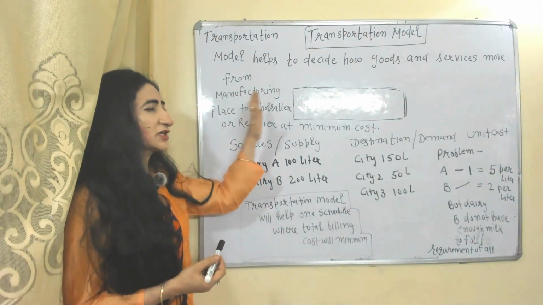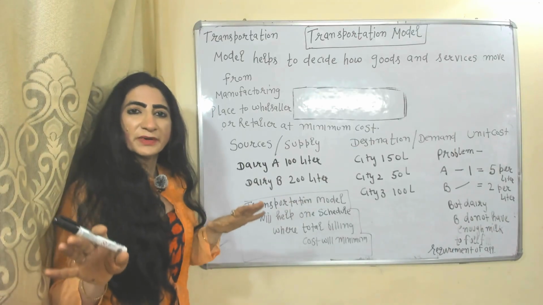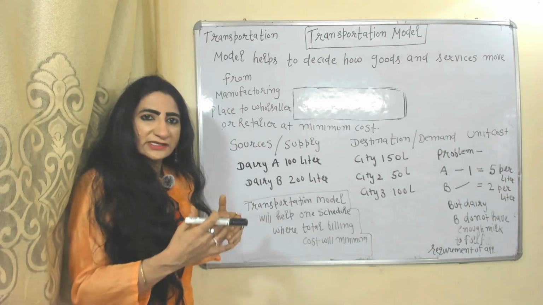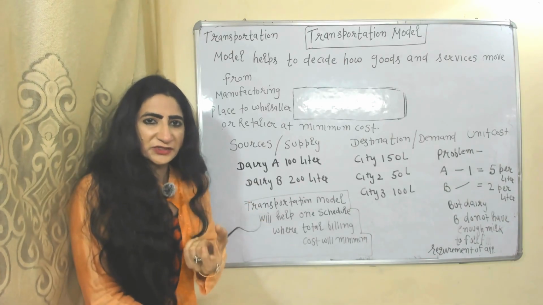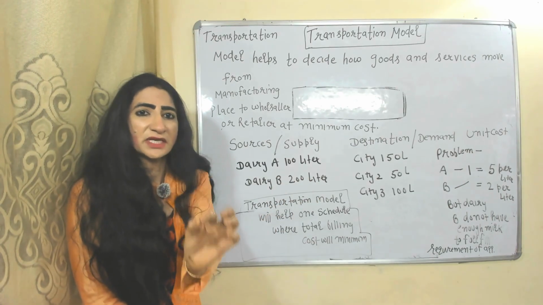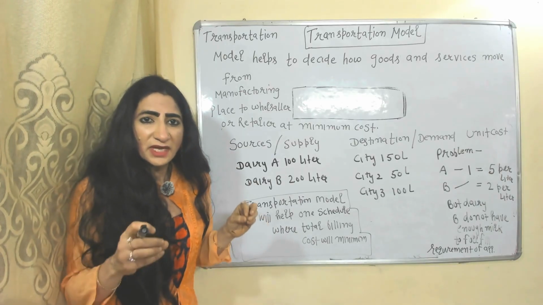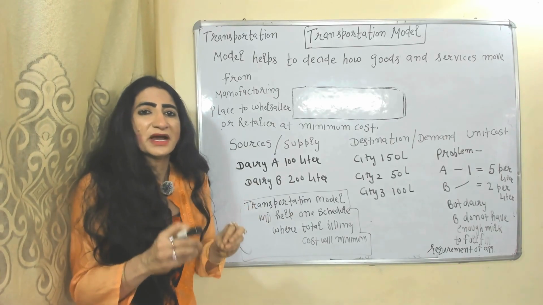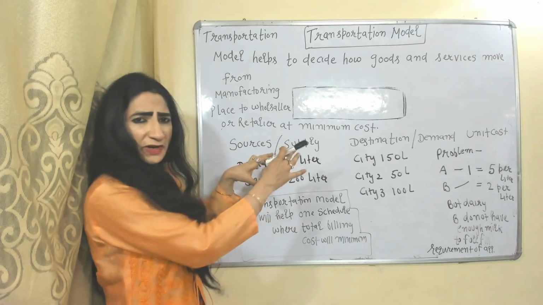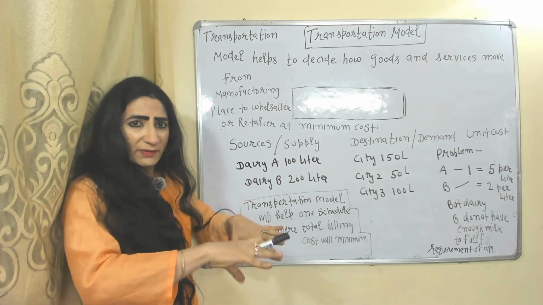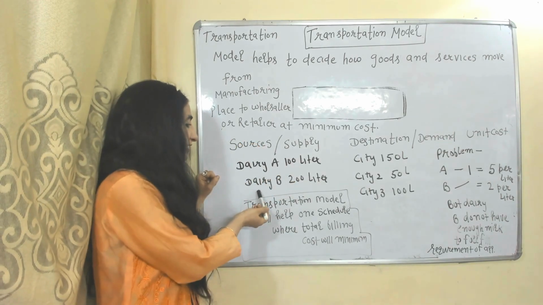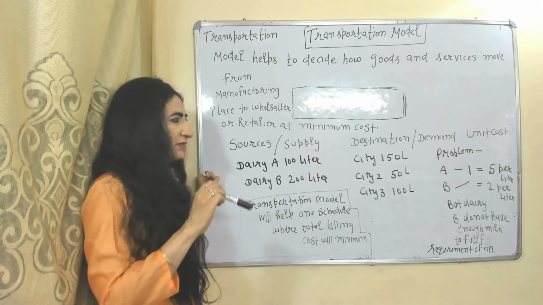Next technique is the transportation model. In very simple terms, the transportation model helps to decide how goods and services move from the manufacturing place to the wholesaler or retailer or final customer at minimum cost. That means the main goal of the transportation model is to minimize our shipping cost. There are mainly three parts: sources or supply, means where goods and services are available. For example, dairy A has 100 liters of milk, dairy B has 200 liters of milk.